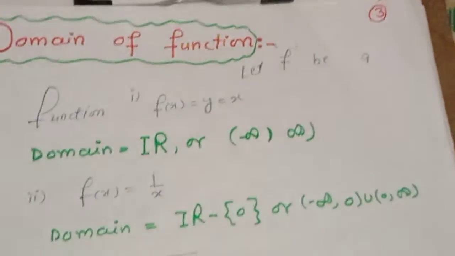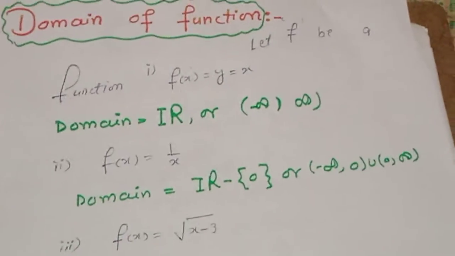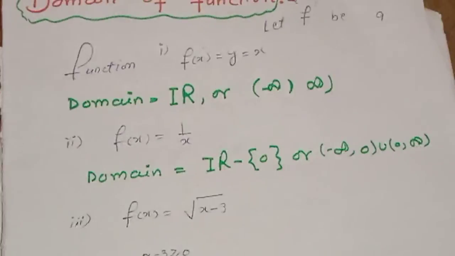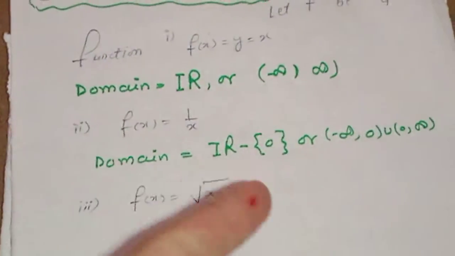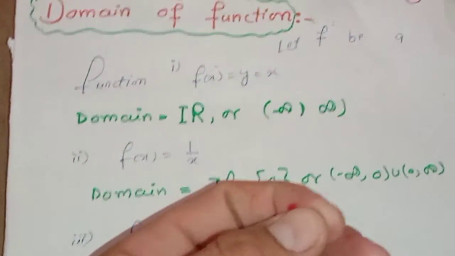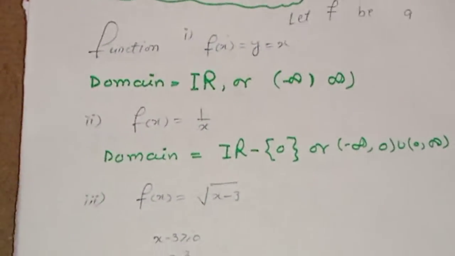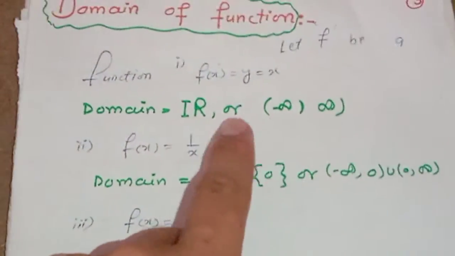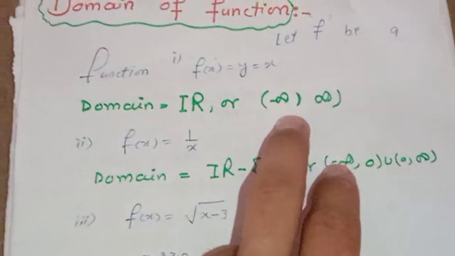Now let's work on the domain of a function and the range of a function. Let f be a function. Number one, if f(x) = y = x, the domain of this function is all real numbers, because it gives us a unique value for all real numbers, and it is a polynomial. The domain of all polynomials is the set of all real numbers. So the domain is all real numbers R, from minus infinity to infinity. It means all real numbers.